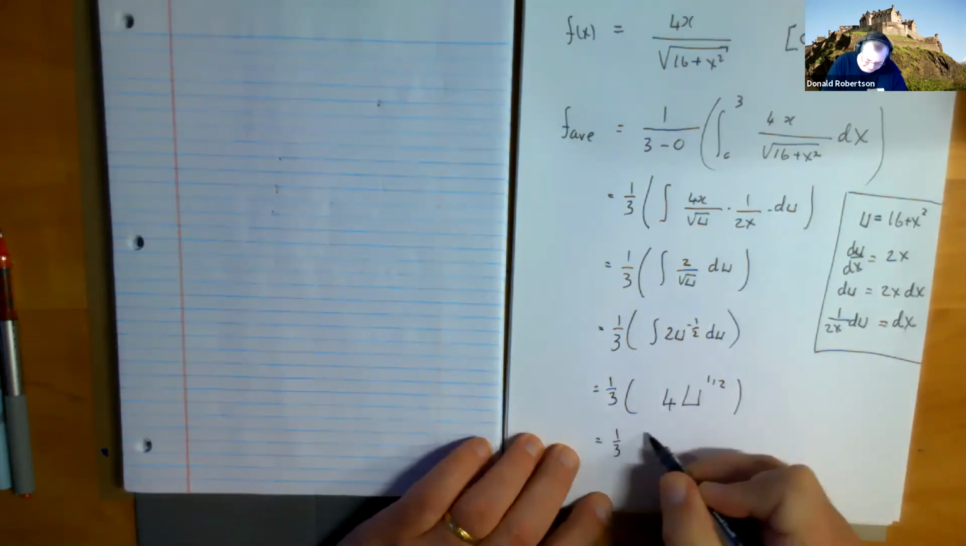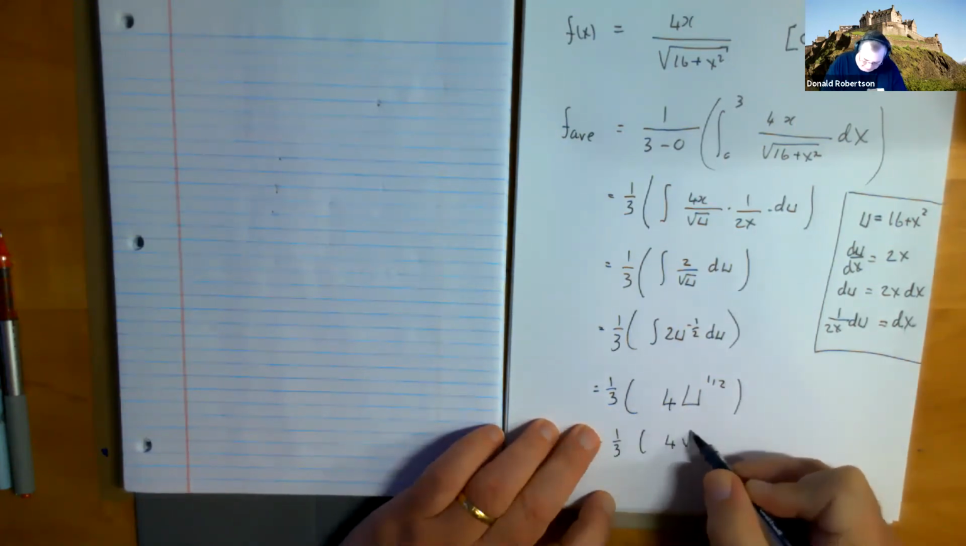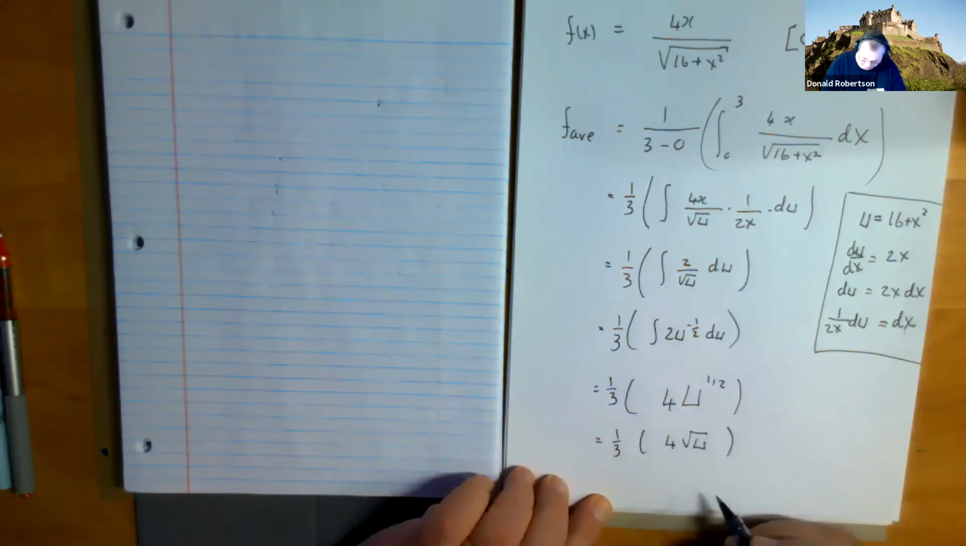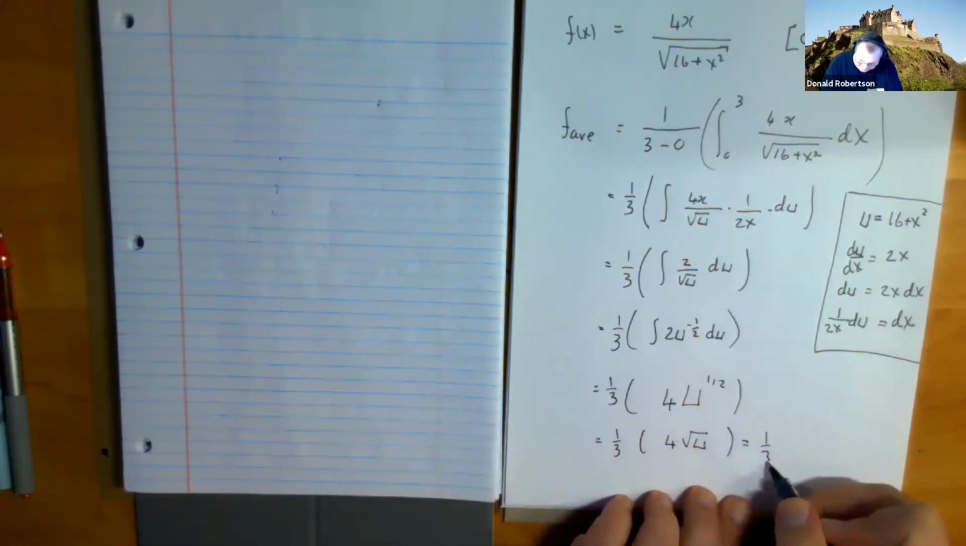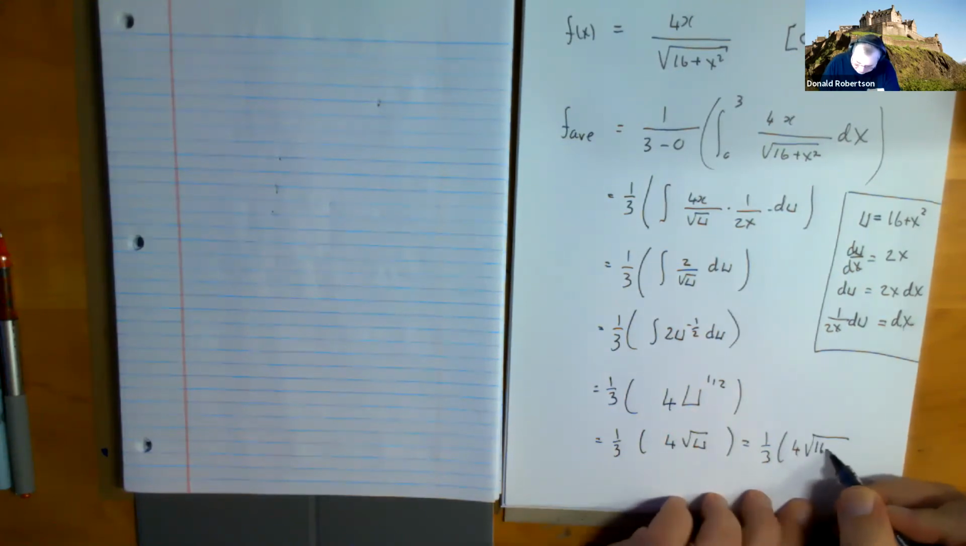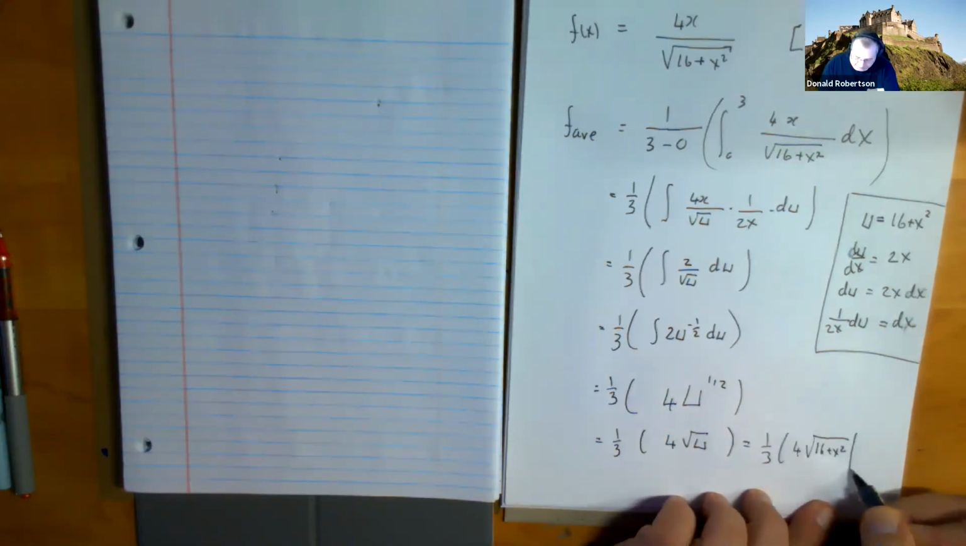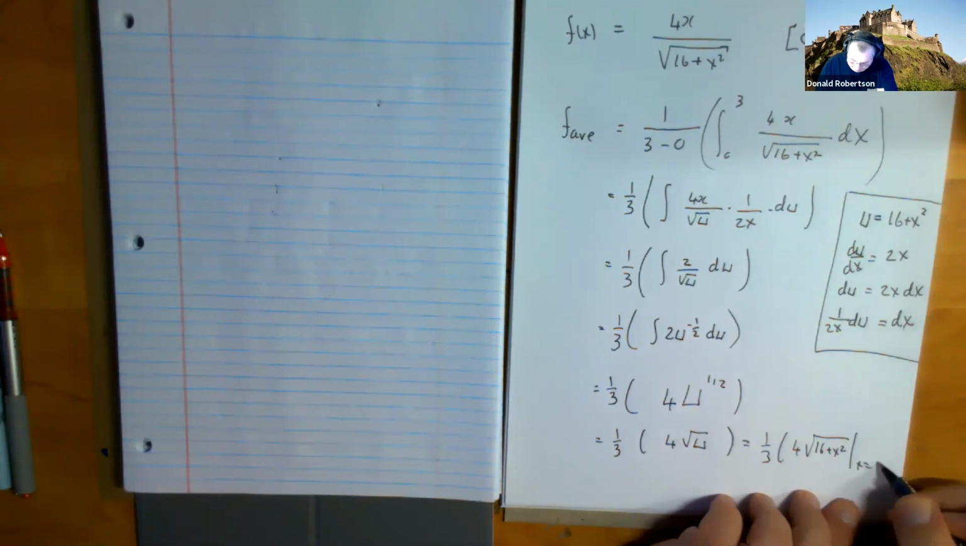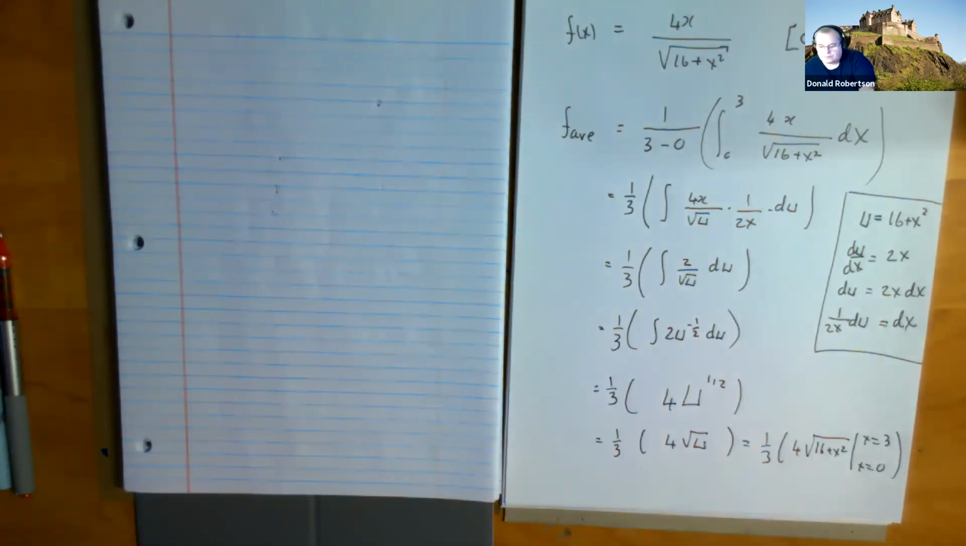And then convert it into its original form, and then return back to the x's so that we can do the limits of integration on it. Are we good?